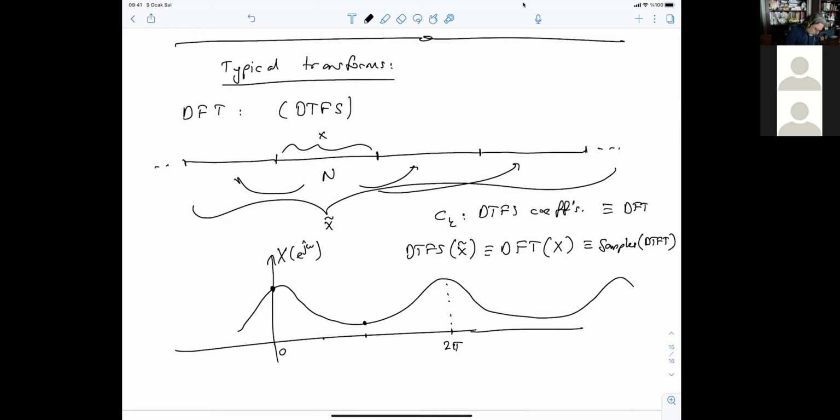If there are 4 points, then these 4 points, which are like 0, 1, 2, and 3, will correspond to the samples. If there are 8 points, then we will have these 8 points. And I will continue with the 8-point example. Like this is 1, 2, 3, 4, 5, 6, and 7.